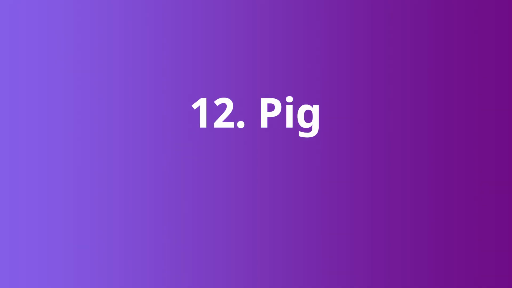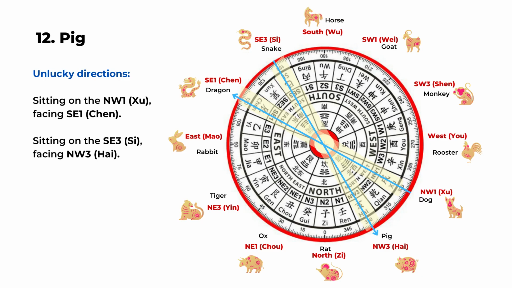The last animal sign is a pig. The pig belongs to the northwest 3. So the first unlucky direction is when the house is facing northwest 3 and sitting on the southeast 3. And the second unlucky direction is when the house is sitting on the northwest 1 and facing southeast 1.